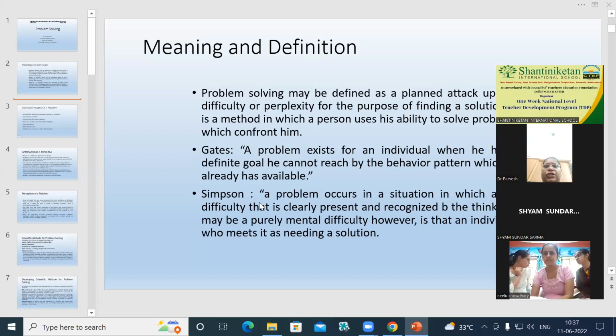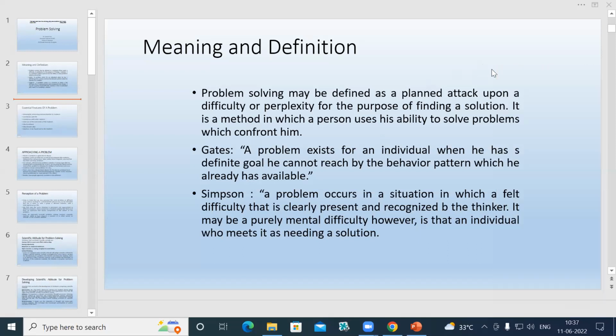There are various definitions. It may be defined as a planned attack upon difficulty for the purpose of finding a solution. It is a method in which a person uses his ability to solve problems which confront him. Whatever problems are coming, we try to find a solution, and that is the ability of the child or the teacher. A problem exists for an individual when he has a definite goal he cannot reach by the behavior pattern which he already has available.